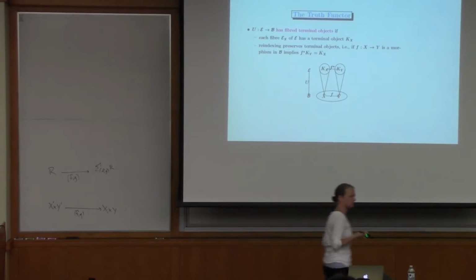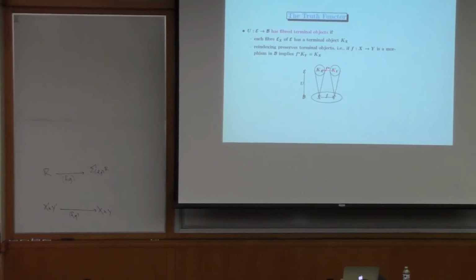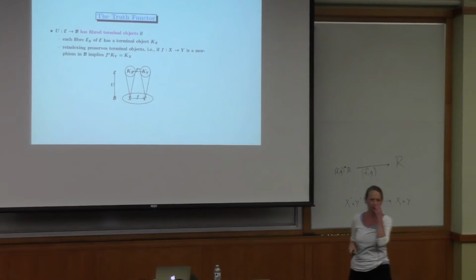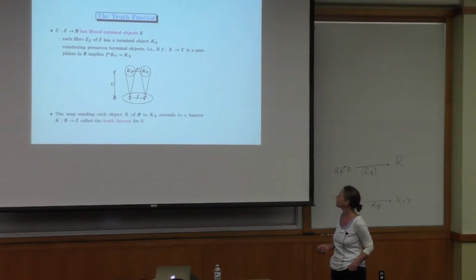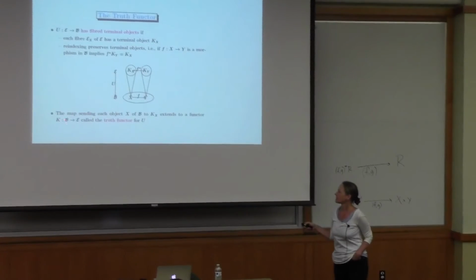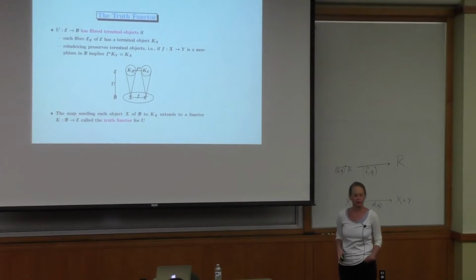Okay? So you can show that this is a functor. This is one of the exercises for today, is to show that if I map every object x to kx, then I can extend that map to get a functor that goes the opposite direction. Okay? And I'm going to call that the truth functor. And like I said, that's just part of the homework.